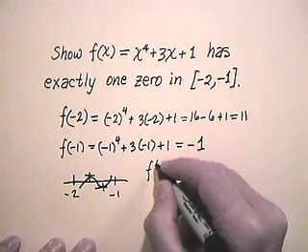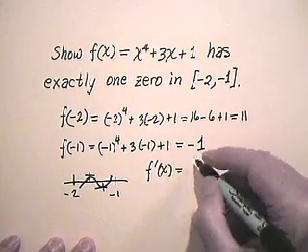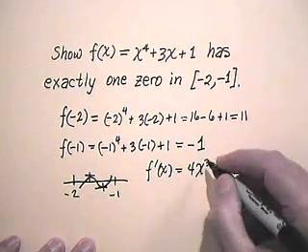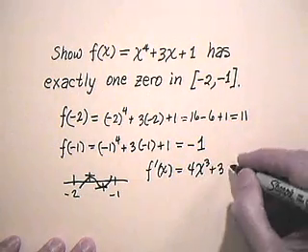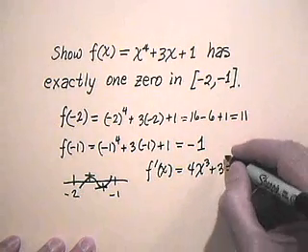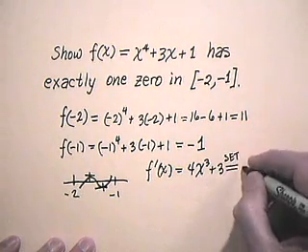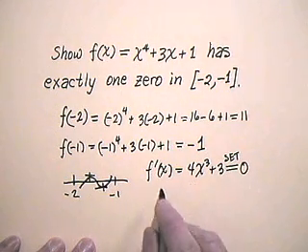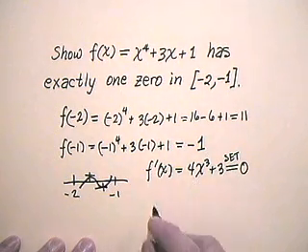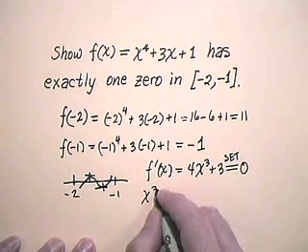So we differentiate the function. F prime of x is 4x cubed plus 3. So to find where it can be 0, we simply set the expression equal to 0 and solve for x. So what we find is x cubed is -3/4.